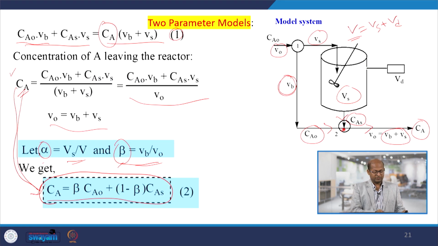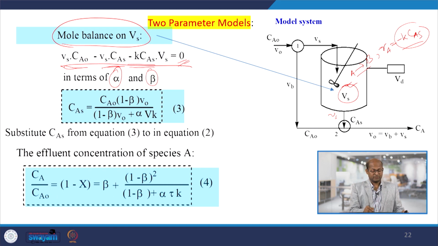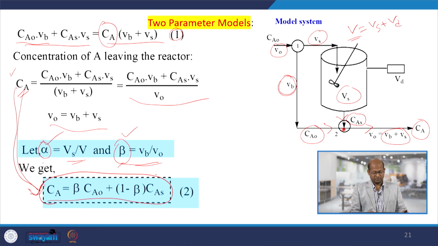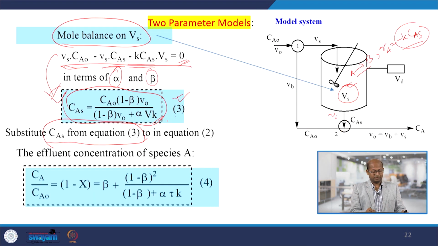alpha and beta, as I said, are in terms of volume and volumetric flow rate. So, we are expressing these equations in terms of alpha and beta, and if we simplify them, C_AS equals this. Now we are getting C_S from equation 3, and equation 2 we have already obtained. So, C_AS from equation 3, which we have obtained in terms of alpha and beta, we have to substitute here. So, these equations we are substituting there.